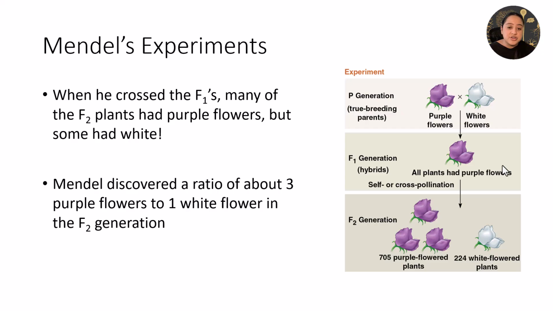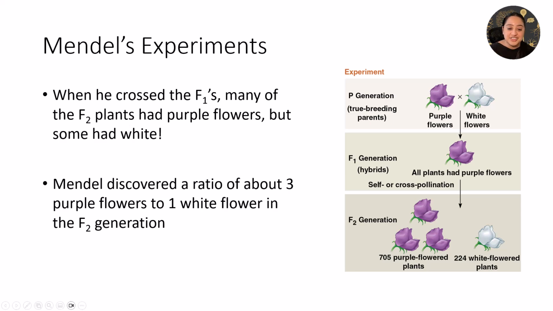And so it turns out that the white flower color did come back. If you were to cross the F1s with each other or let them self-pollinate, he found a ratio: for every 3 purple ones, there's also 1 white one. This ratio was a big pattern that he noticed. He didn't just cross one plant with another and see this. He did this hundreds of times and counted up hundreds of flowers.